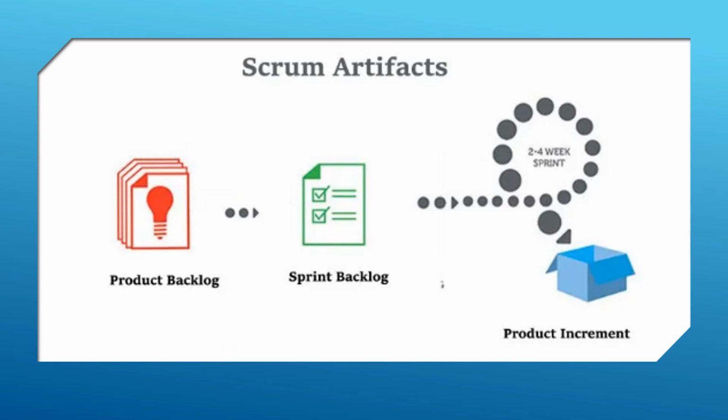Hi all, let us look at Scrum artifacts in this video. Scrum artifacts represent work or a value. They are designed to maximize transparency of key information. Thus, everyone inspecting them has the same basis for adaptation. There are three Scrum artifacts defined by Scrum.org: product backlog, sprint backlog, and increment.